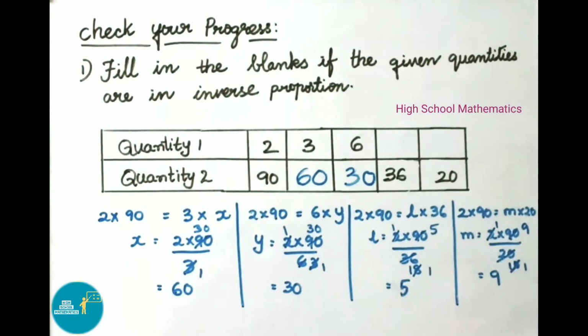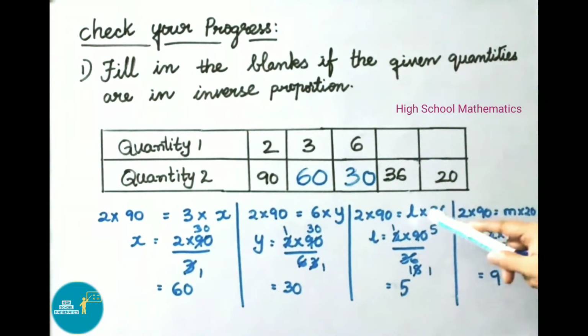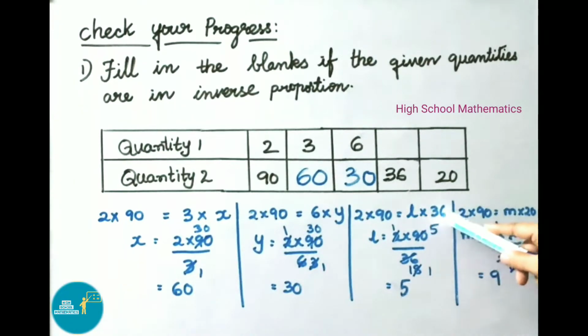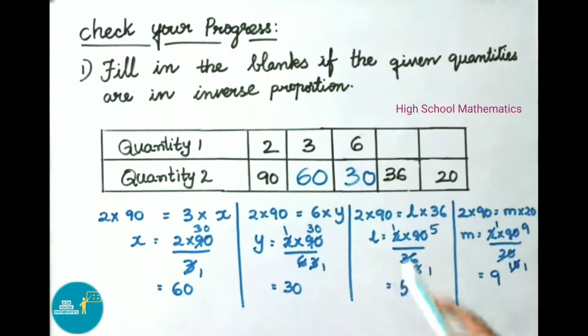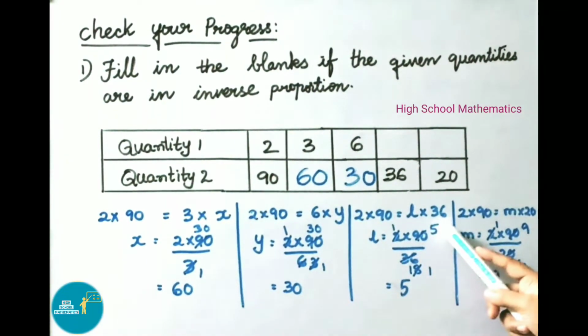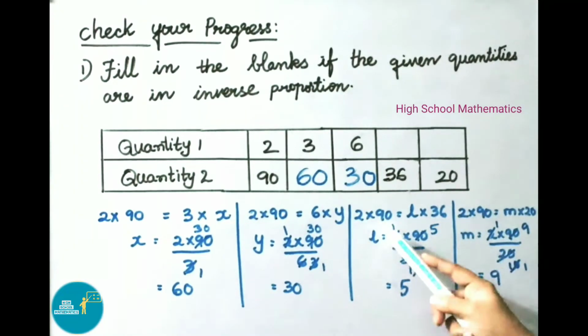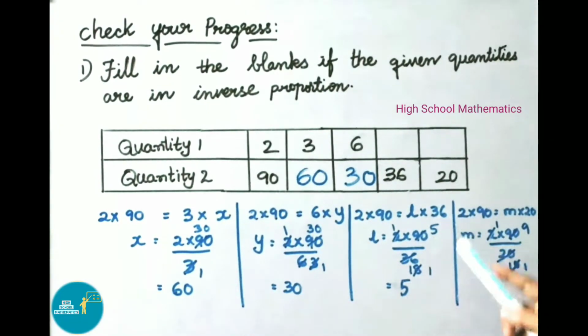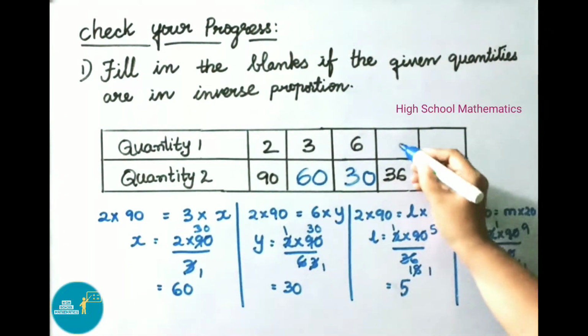See now next one, 2 into 90 equals L into 36, where the unknown value we have taken as L. So L value is equal to 2 into 90 by 36. 2 ones are 2, 2 eighteens are 36. Now 18 ones are 18, 18 fives are 90. Now multiply numerators 1 into 5, that is 5. So the unknown value L is 5.